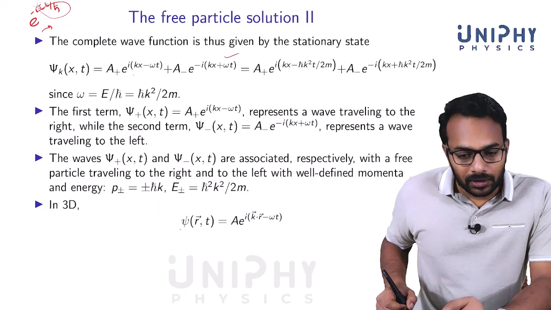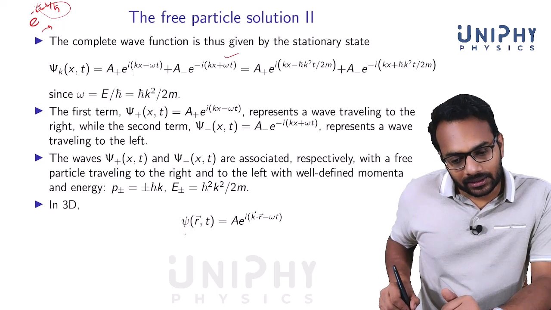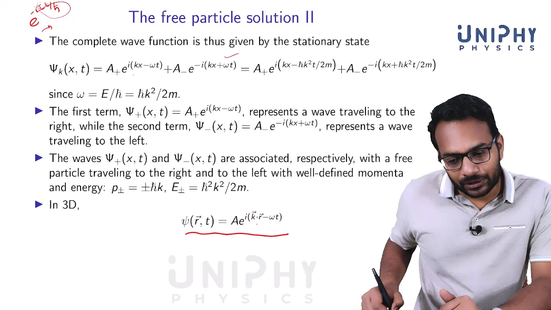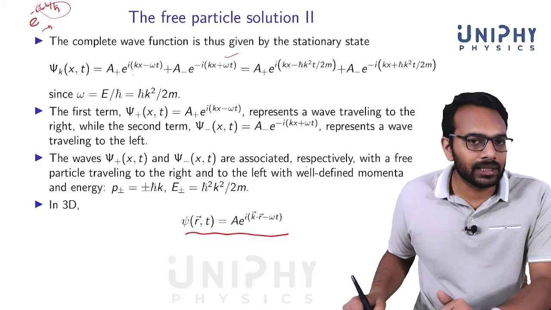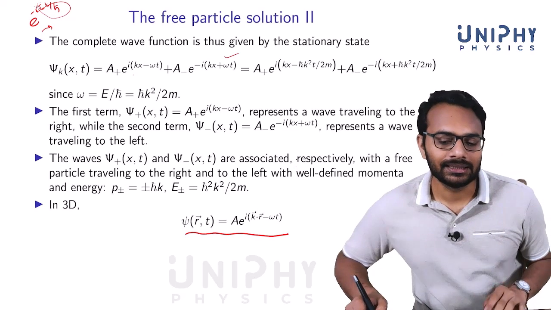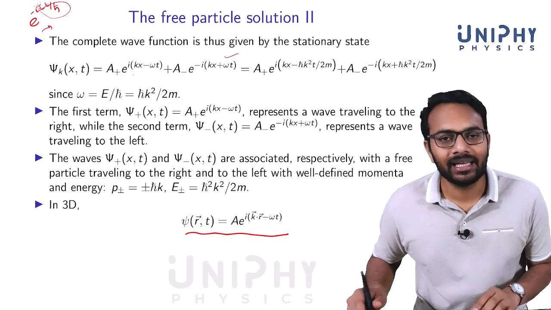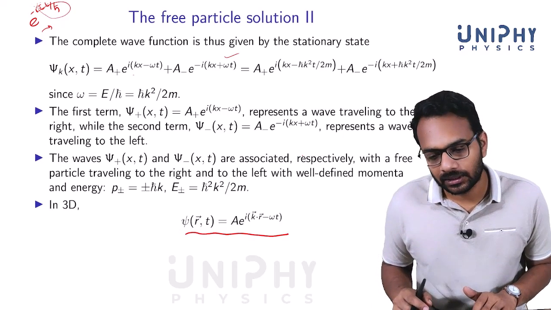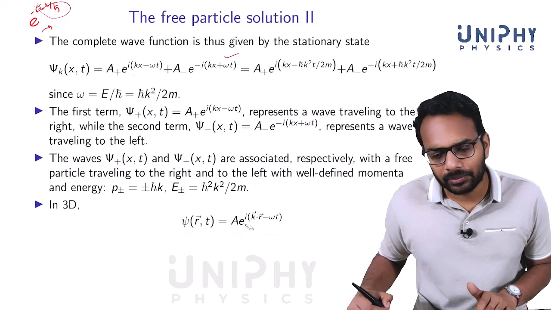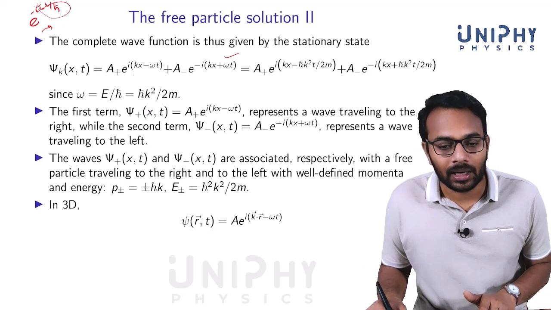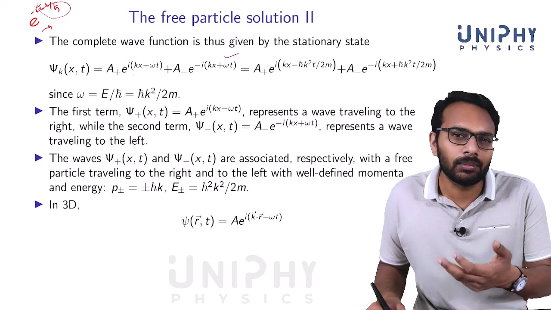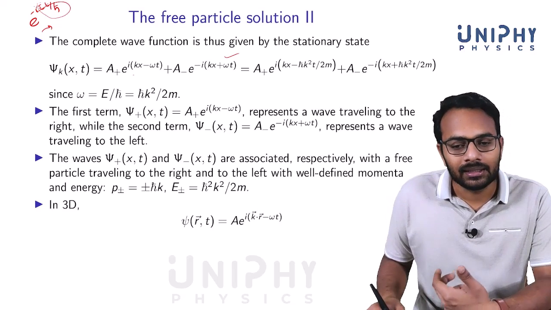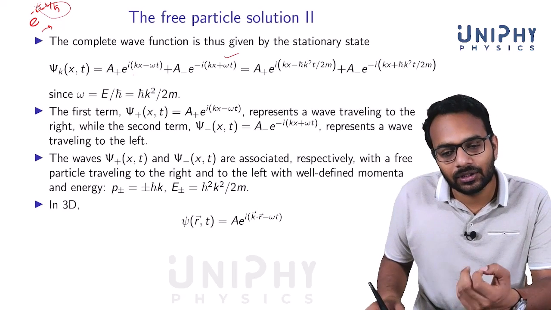And one more thing, if it's in 3 dimensions, we can simply write it as e raised to i (k dot r minus omega t), instead of kx minus omega t, and the k vector we will call the wave vector. It's important to remember that this e raised to i kx is not a normalizable wave function. You can check and you will see that it's not really a physical wave function.